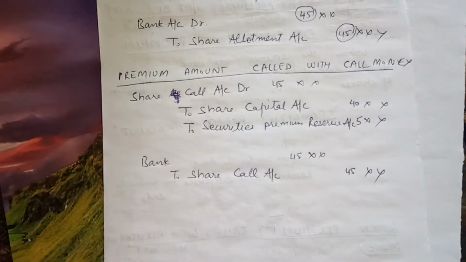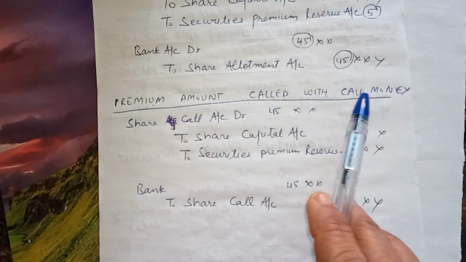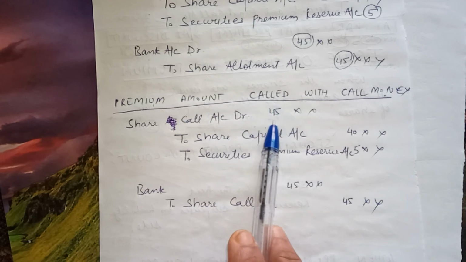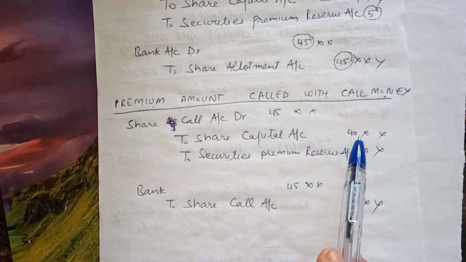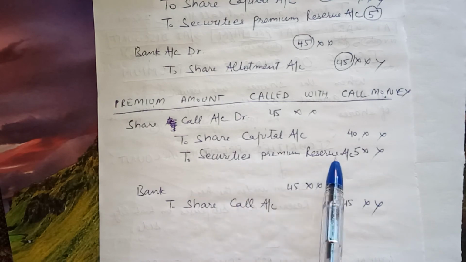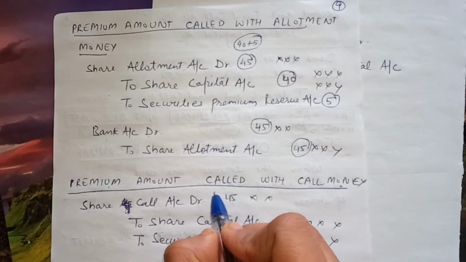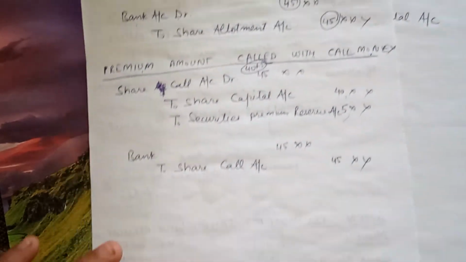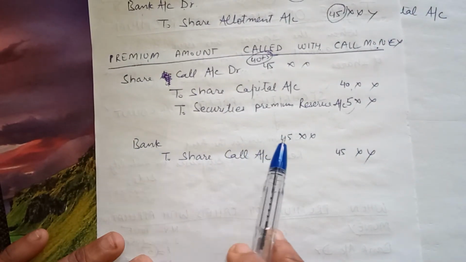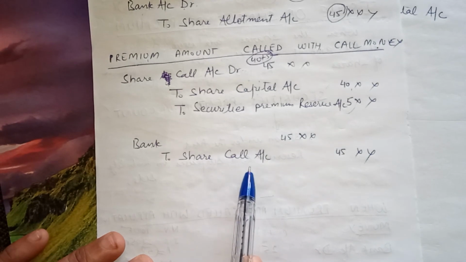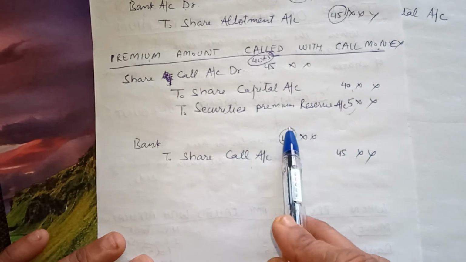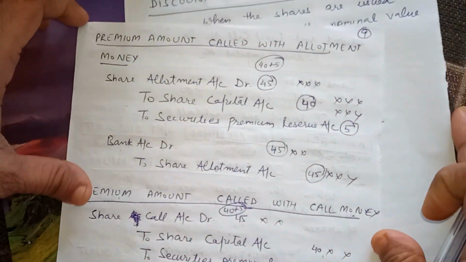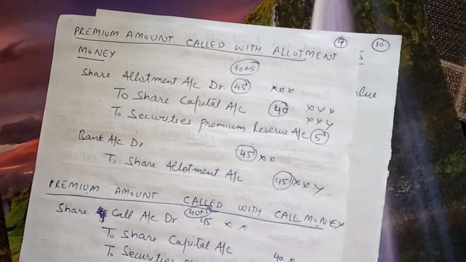And the third case is when the premium amount is called with call money. Share call account debit 45 rupees, to share capital account 40 rupees, to securities premium account 5 rupees. Again, rupees 40 was due plus rupees 5 of premium will be added. And when the amount is duly received, bank account debit to share call account with rupees 45. So this is how we are going to deal with the premium of shares issued.